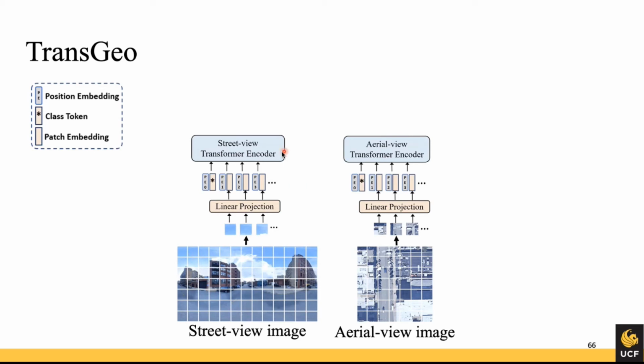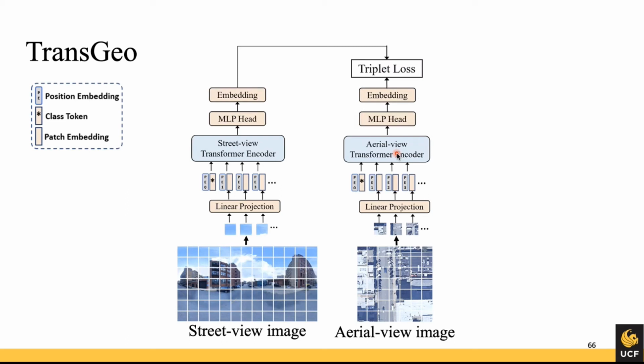And we can have two separate transformer encoders because they have very different visual appearance. So we have one street view transformer encoder to encode the feature, and another aerial view transformer encoder to encode the feature from the aerial view. Once we have the feature embedding, we use the usual triplet loss as the optimization function. We consider this the first stage of the TransGeo pipeline.